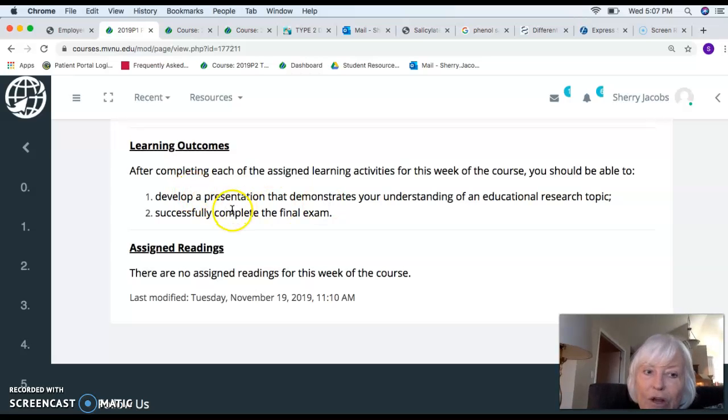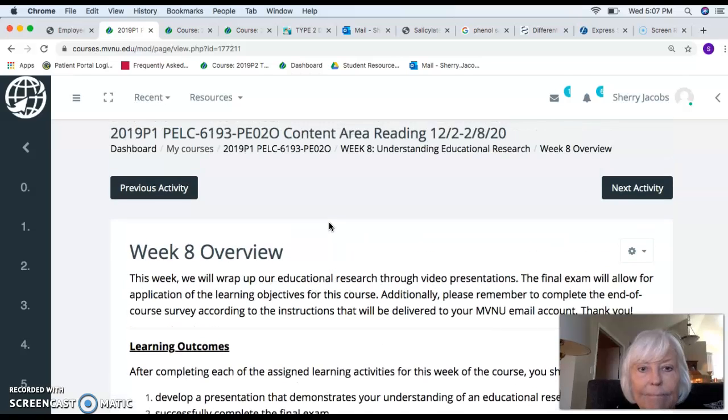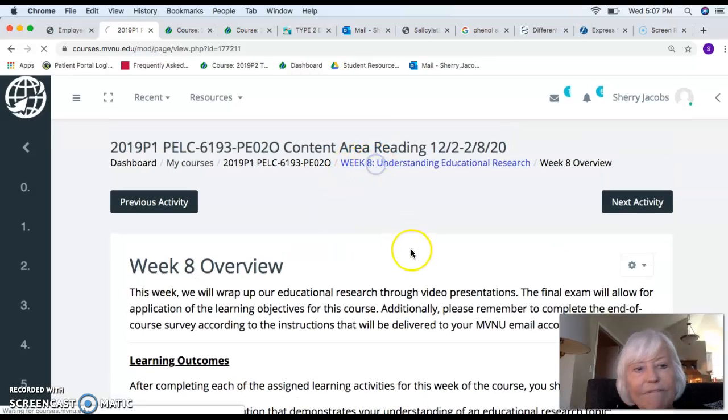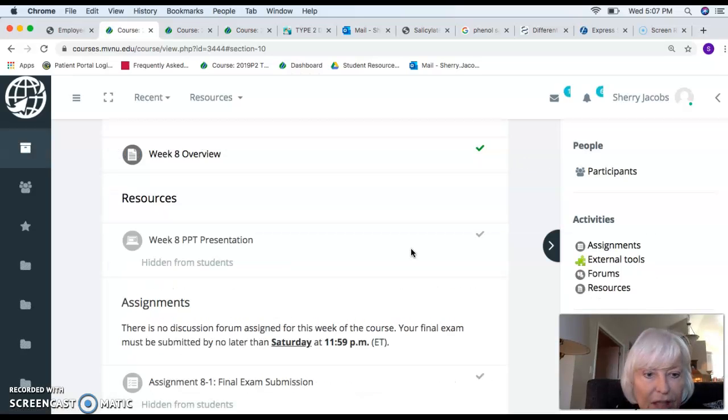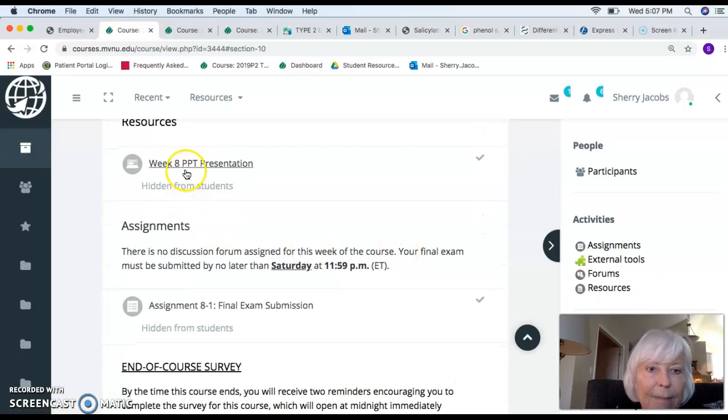And this portion right here where it says develop a presentation that demonstrates your understanding of an educational research topic, you're actually doing that in week 7. So I'm going to take that out of there and redo that for you. I'm going to let you know that. So you're just going to be completing the exam. I will get that finished for you and corrected so when you open it up, it's not going to even show that. Here is the week 8 PowerPoint.